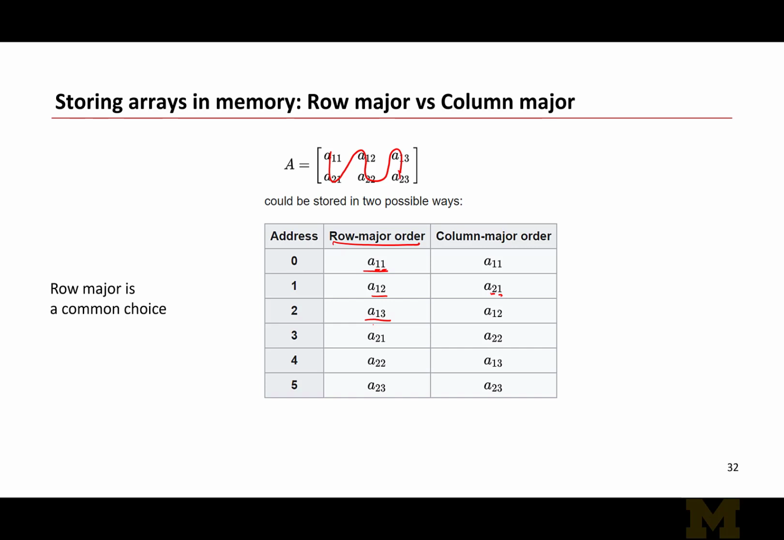Now it's very common to use row major order for placing array accesses. And understanding this detail is very important to get performance, because if you know that an array is stored in row major order, then your program should try to access it in row major order. And when it doesn't, it can lead to dramatic performance degradation.